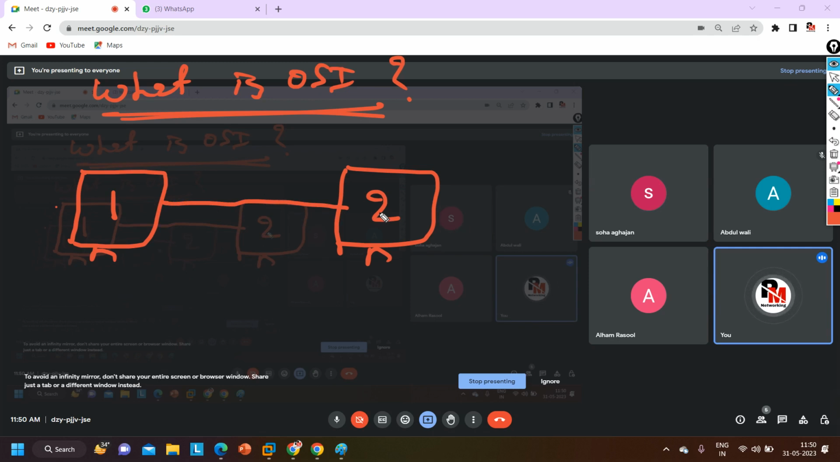If computer A wants to send some data to computer B, the OSI model just tells you how data will go out from your computer and how data will enter your computer. Means when a computer receives data, how it is going to process the data, and when a computer needs to transmit data, how it is going to process the data. That's it.